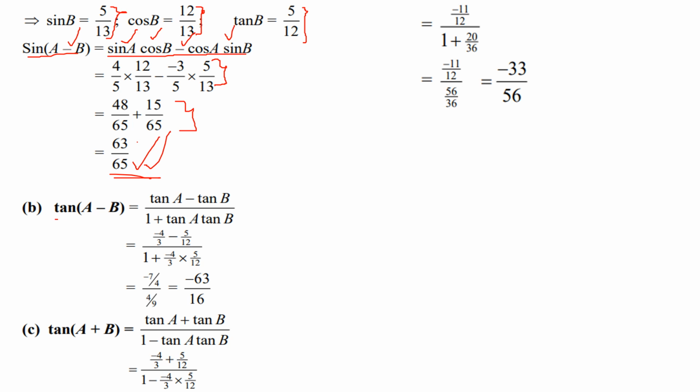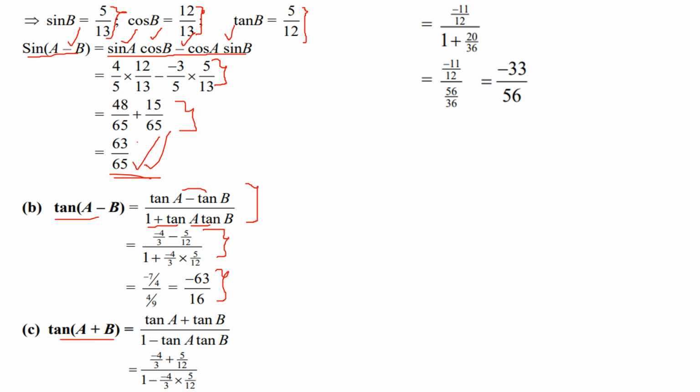Now we go to tan (A minus B). Here you first expand by compound angle. Tan (A minus B) by compound angle is the same as tan A minus tan B, then divided by 1 plus tan A tan B. Now here you substitute. Substituting, you simplify, you are going to end up with negative 63 divided by 16.